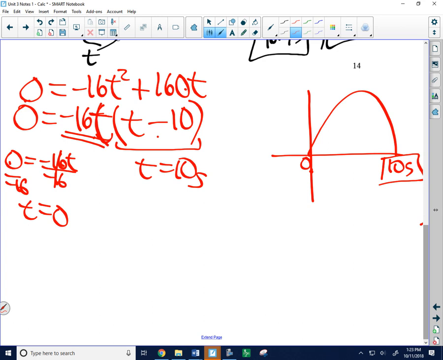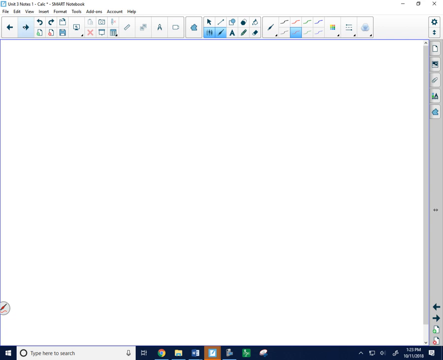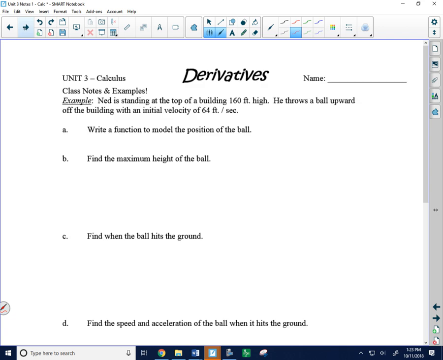Okay, I would like to finish up with one more. So next page, last one. Yeah, the one with Ned. This will be the last one we'll finish up with. And if there's time tomorrow, I might do a little bit of business economics applications.